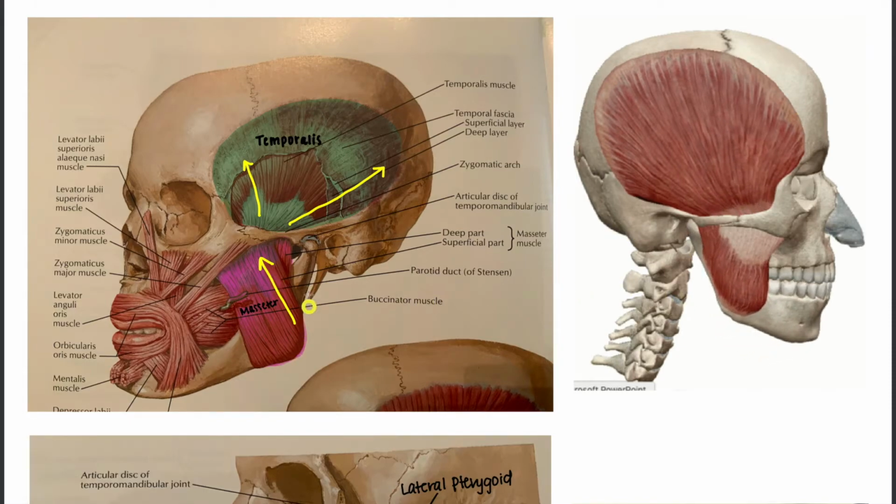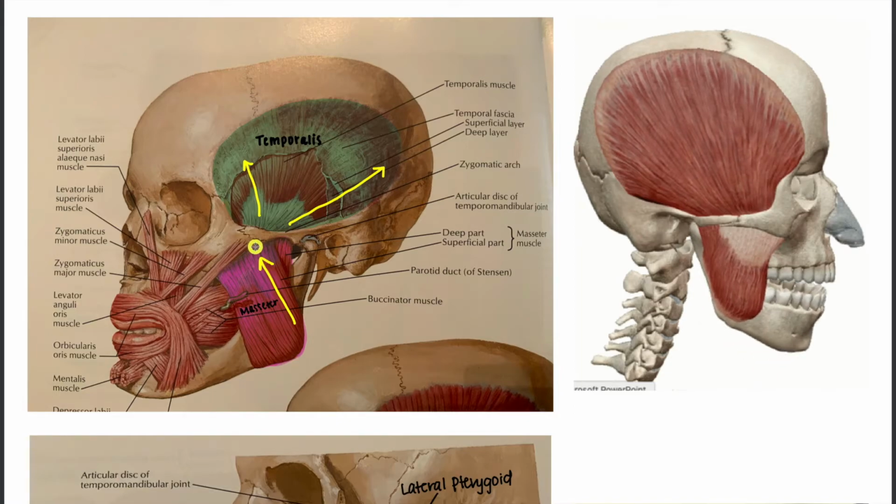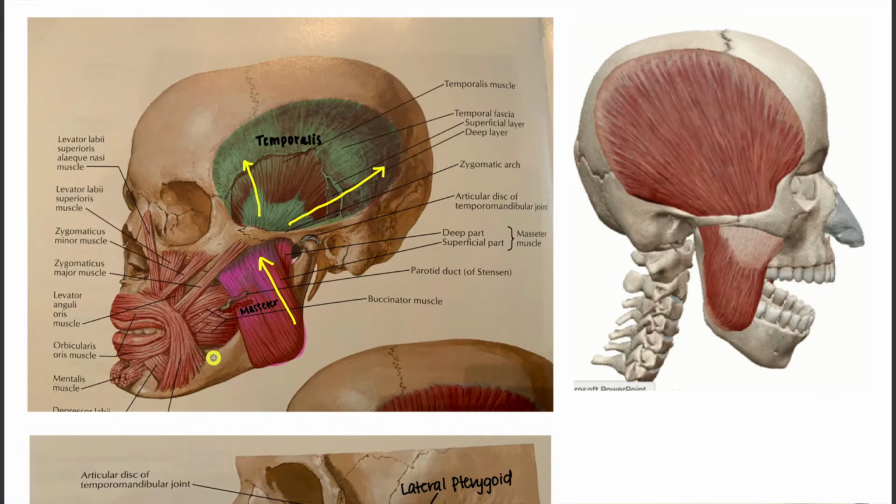Then we have the masseter, shown here in pink. The masseter attaches to the zygomatic arch as well as the lateral aspect of the mandibular angle. When it contracts, it elevates the mandible and contributes minimally to protrusion or anterior projection of the mandible.